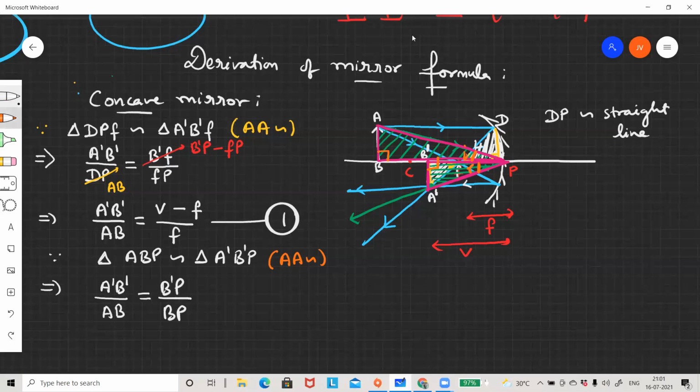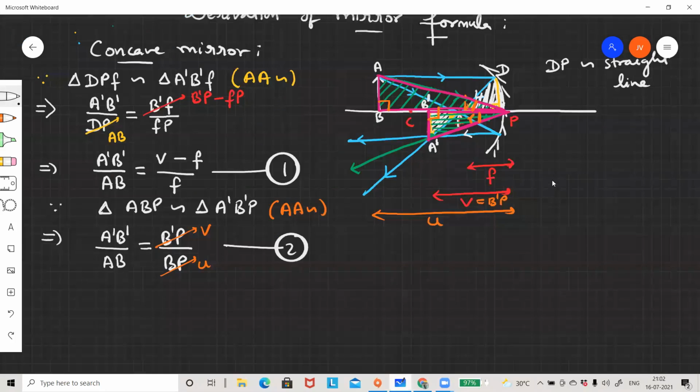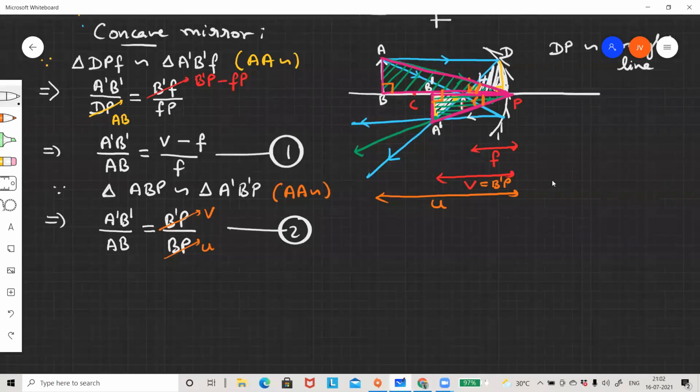Now we want something else here. What is BP? BP is the object distance. In that case, what is B prime P? B prime P is a straightforward image distance from the diagram. By BP, BP is again the object distance. So from equation 1 and 2, left hand sides are matching, so right hand sides have to be same.